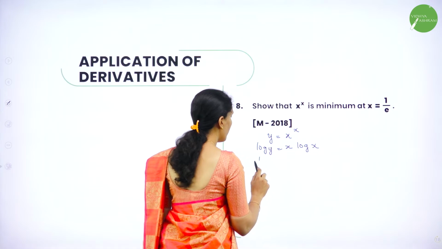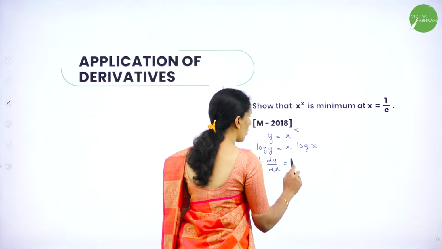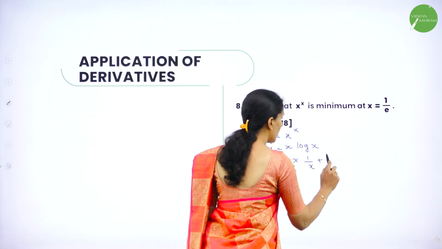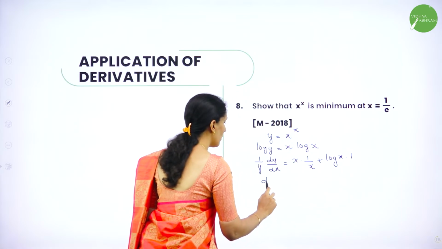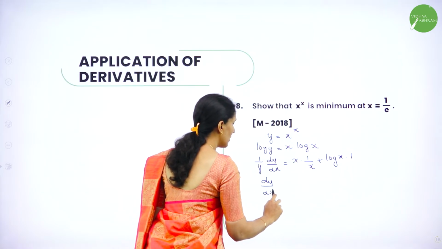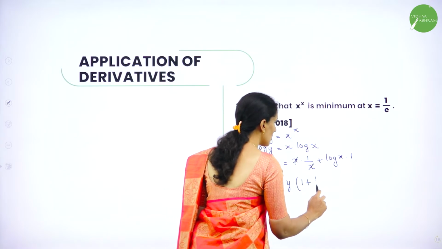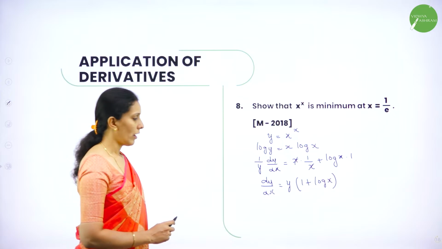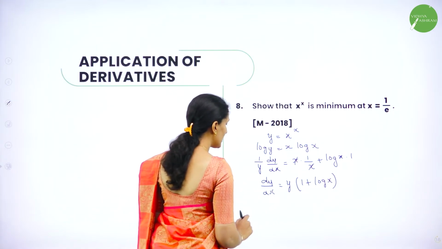So here you have 1 by y, dy by dx. Apply the product rule on your right hand side: first function into derivative of second plus second function into derivative of first. Here you have dy by dx is equal to y into (x cancel) 1 plus log x. Now this is your first order derivative. Now let's find the critical point. So here we need to put this as 0.